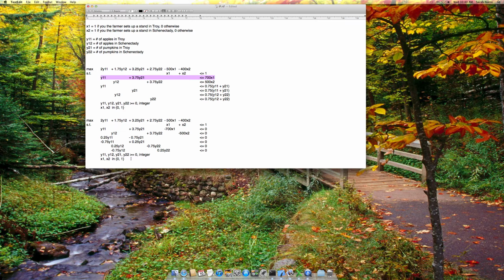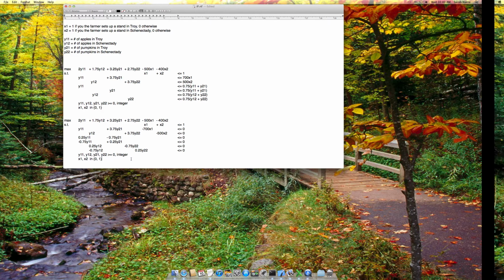So now I have my full IP. I'm going to go over to Excel and want to put this in and solve it. I have to model my decision variables, objective function, and constraints.